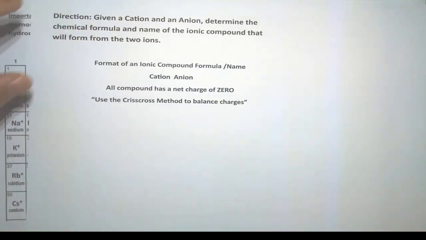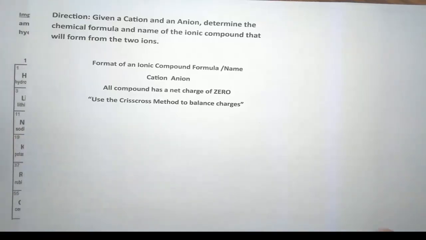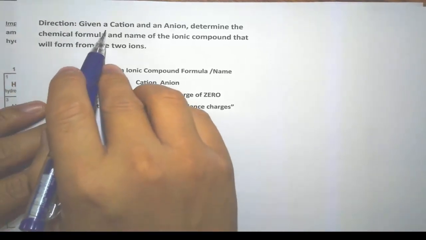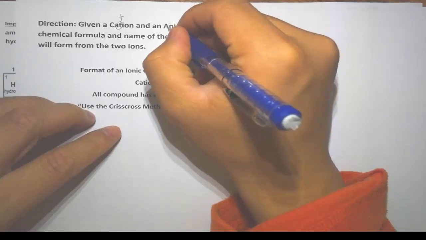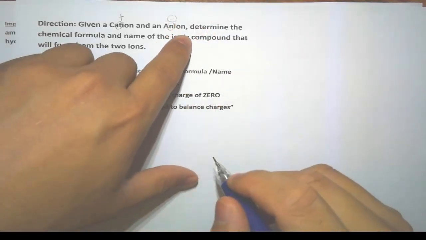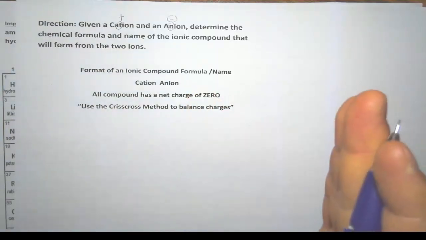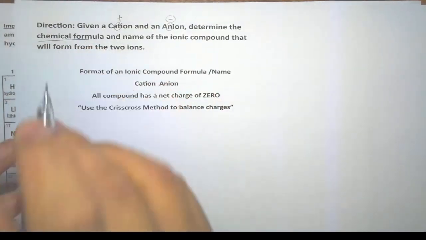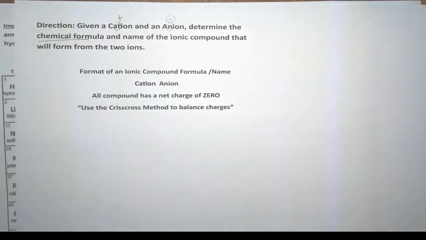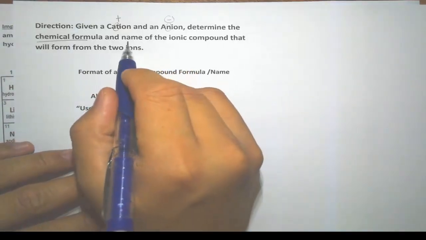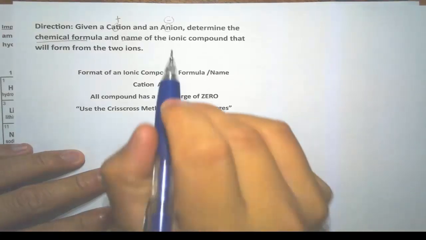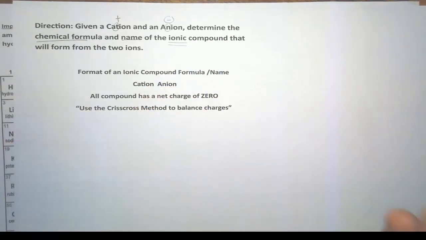So we are going to look at something like this. Here's the basic instruction, okay? You are going to be given a cation, which is the positive ion, and an anion, which is the negative ion. And then we are going to look at those 2 ions to determine the chemical formula, okay? That is the structure that we use to represent a substance using the element symbols. And then we are going to determine the name of the compound, which is specifically an ionic compound, made from ions. And the method that we are going to use is this.